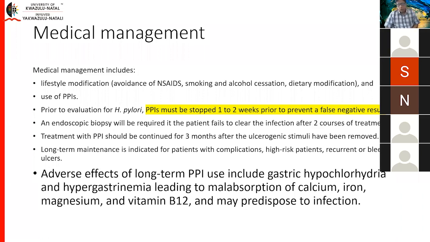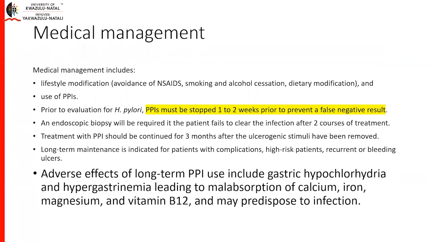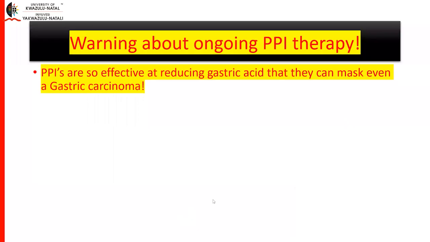Now, it's important to bear in mind that PPI therapy itself has some negative impact and that it can cause gastric hypochlorhydria and hypergastrinemia as well, leading to malabsorption of calcium, iron, and magnesium. Just bear in mind, hypergastrinemia of gastrin from the gastric mucosa, and this lower down in the GIT leads to malabsorption of calcium, iron, and magnesium and vitamin B12.